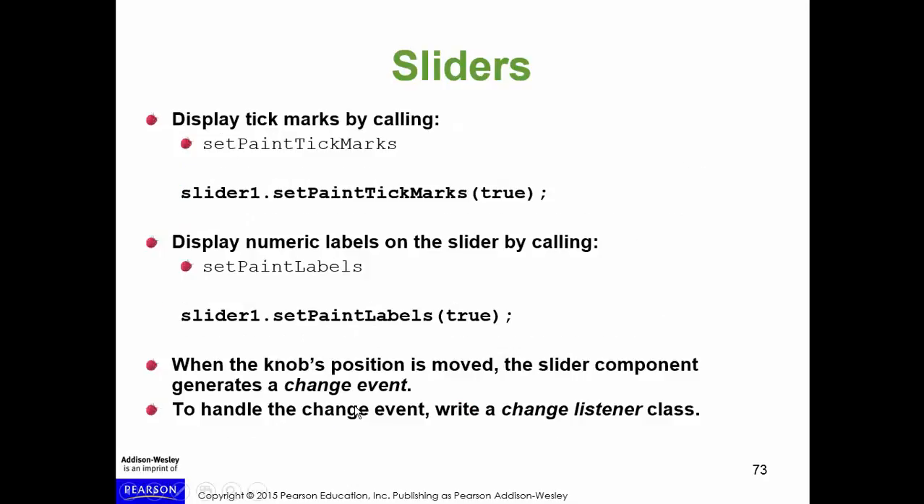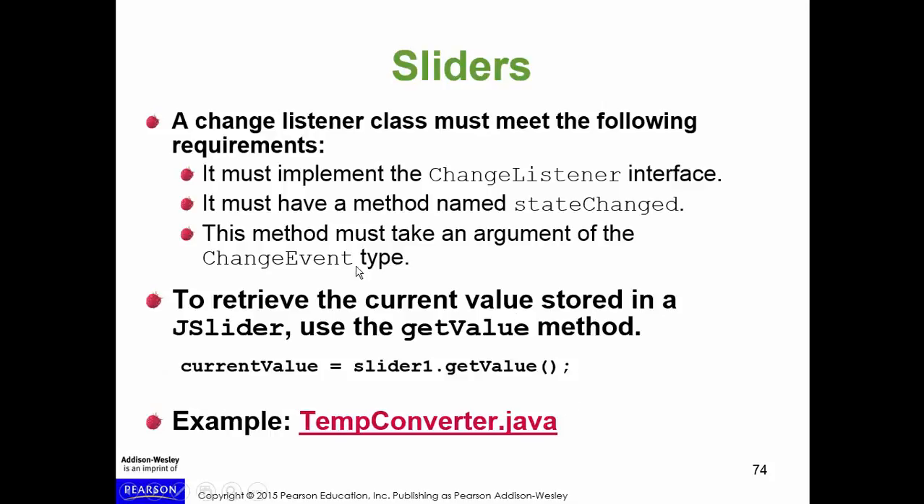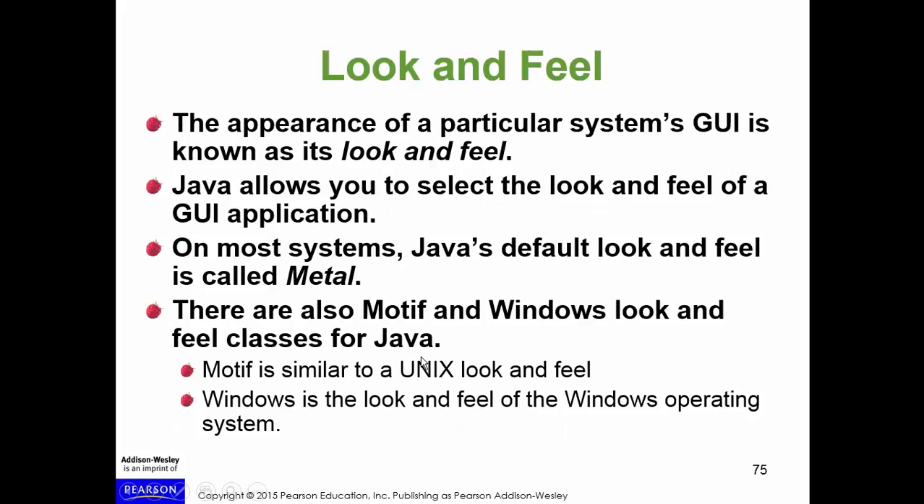Notice to handle the change event in a slider, you use a change listener class. It must implement ChangeListener, and it must have a method called stateChanged. So we'll look at the temp converter one in just a bit.